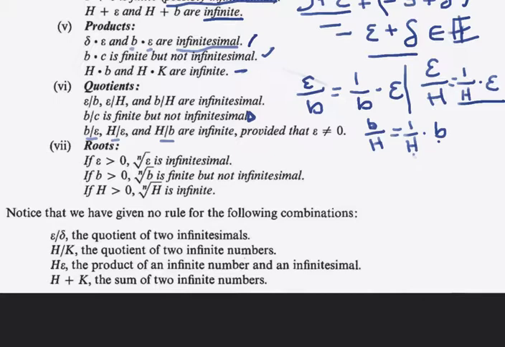And finally, looking at roots, if I've got an infinitesimal number that's positive, then I could take any root and it stays an infinitesimal. It still stays small. If, on the other hand, b is finite and I take any root, it'll stay finite. And if h is a positive infinite number, I can still take a root of it and it would still be infinite. Now, there's 4 cases that we didn't look at.